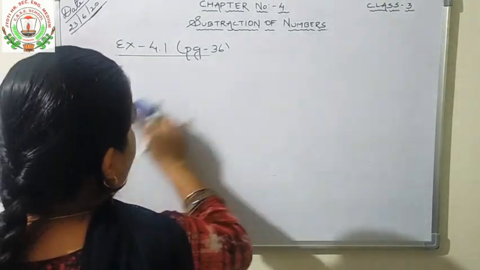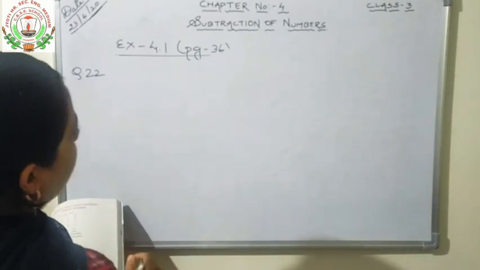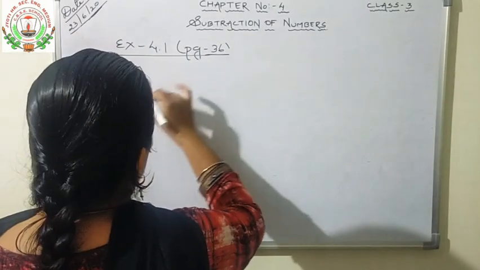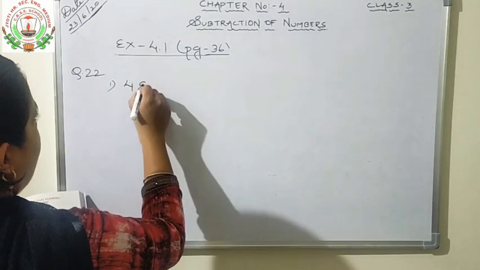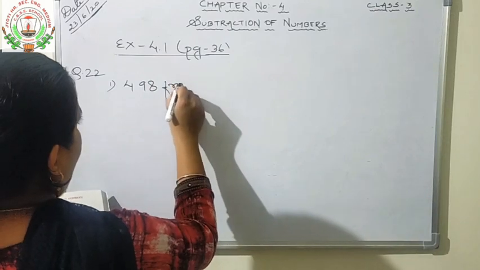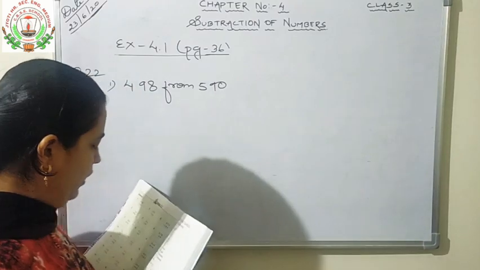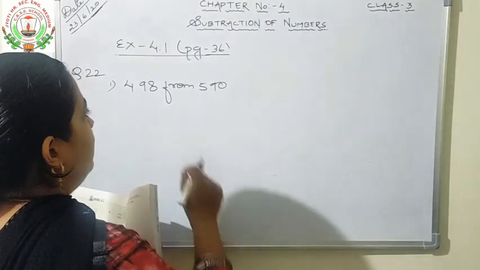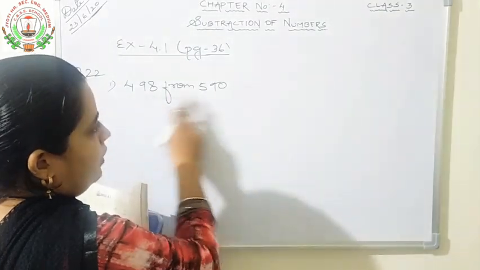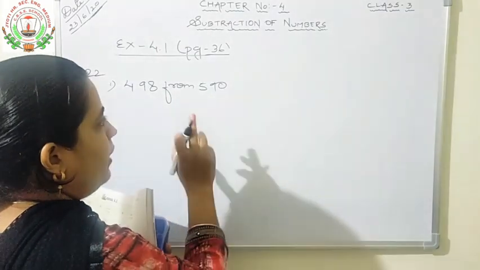Now see here, question number 22. From question number 22 you will solve this question in your copy. Question number 22, first part: 498 from 590. As you can see here, it is written in words form. You have to convert it into vertical form, into column form, then we will subtract.